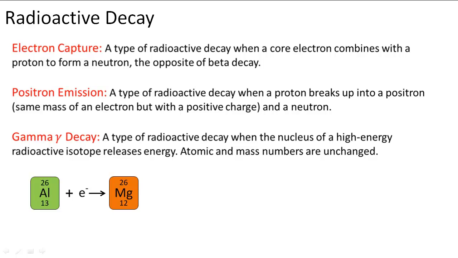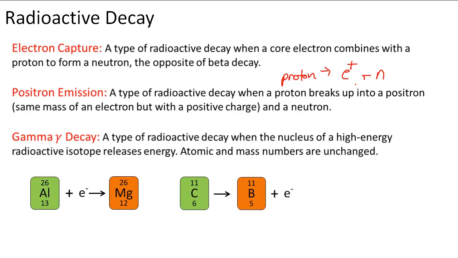Now, positron emission is a type of radioactive decay when a proton breaks up into a positron, which has the same mass as an electron but a positive charge. So a proton breaks into a positron, which is a positive charge, plus a neutron, which is neutral. We lose a proton, so our atomic number goes down by 1, but we gain a neutron, so our mass number stays the same, plus we get a positron emission. This is going to be e positive. That's what we call a positron.